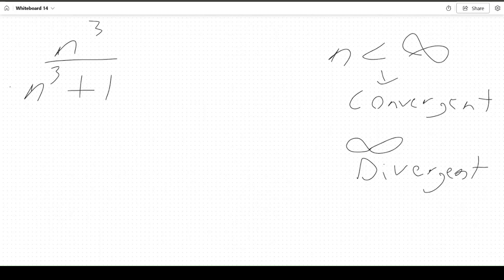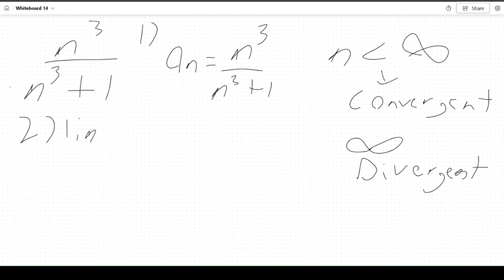And when we do limits of sequences, we are going to use this simple method. So here we have the problem, and for our first step, we are going to rename this question into n to the power of 3 over n to the power of 3 plus 1, and make it equal to an, because that is going to be important. Next step is to do the limit. We have to do a limit every time we are trying to find convergent or divergent. And make sure to put n to infinity.